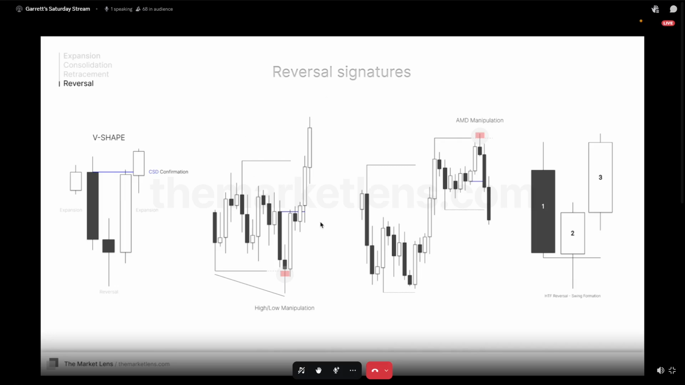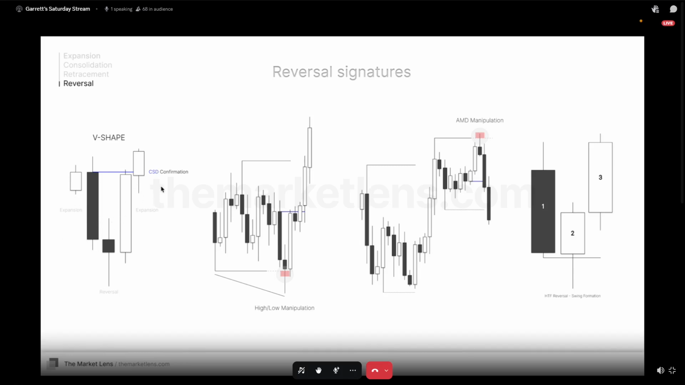So what is a reversal signature? It's essentially where price expands into an objective, right? Hits that reversal point, expands away. So it's simply expansion, reversal, expansion, or expansion met with expansion. That's what it's going to look like, often a V shape, right? Or like a BPR, balanced price range, where you have a fair value gap on both sides.